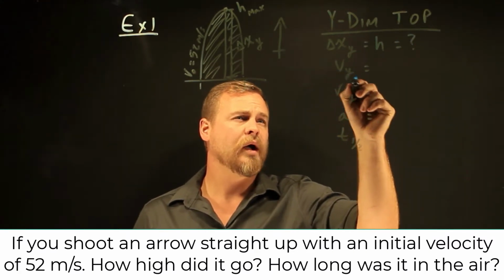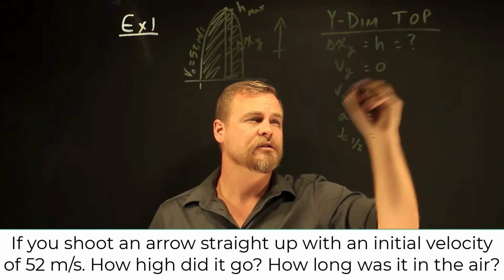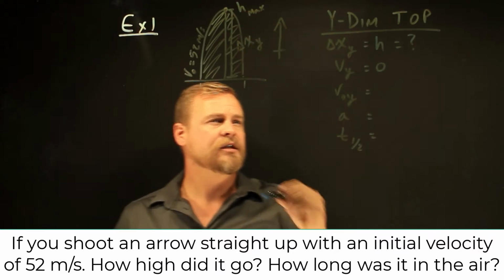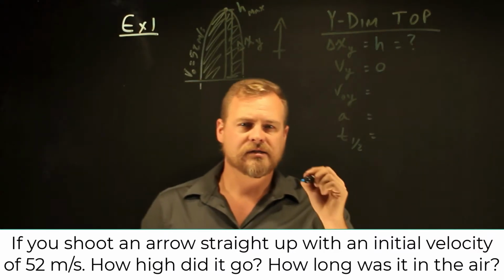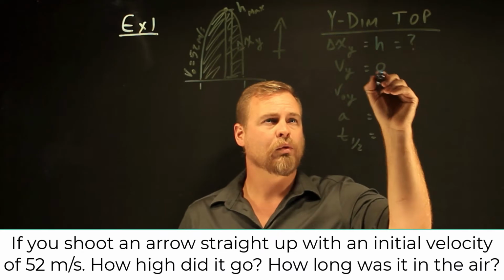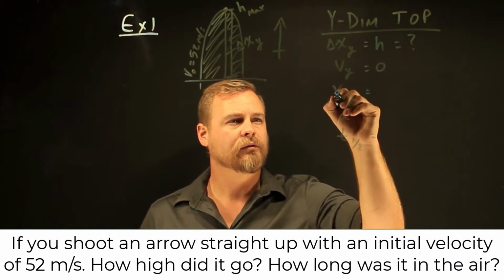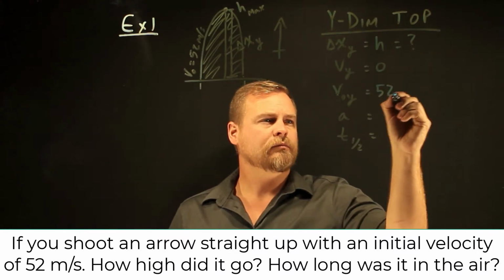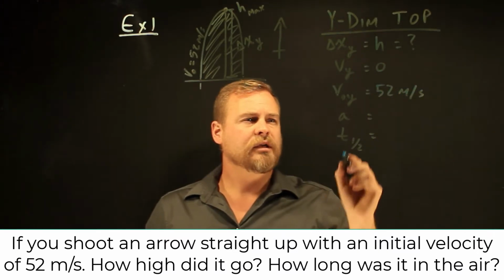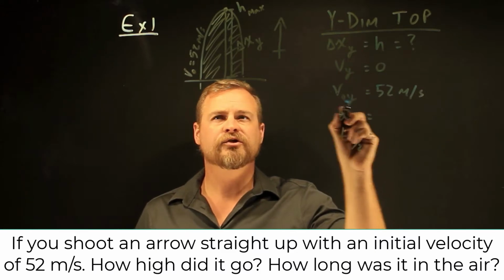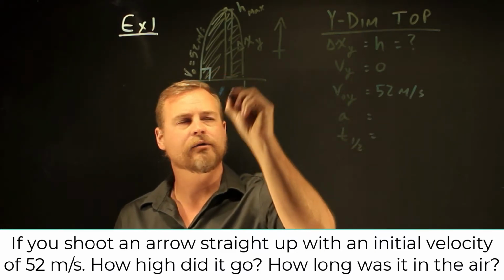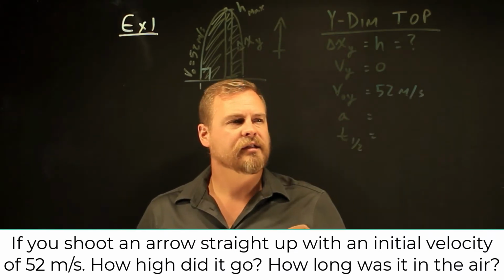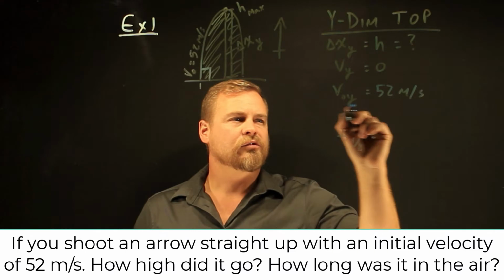The Vy, so the final velocity in the y dimension, is going to be 0 because it's changing direction. It's going from a positive velocity to a negative velocity, and that means that the instantaneous velocity at the top is going to be 0. That's an important implied value. My launch velocity in the y dimension is 52 meters per second. You need to be careful here. We are assuming that I have a 90-degree launch and it is straight up. So there is no initial velocity in the x dimension. All of the initial velocity is in the y dimension.